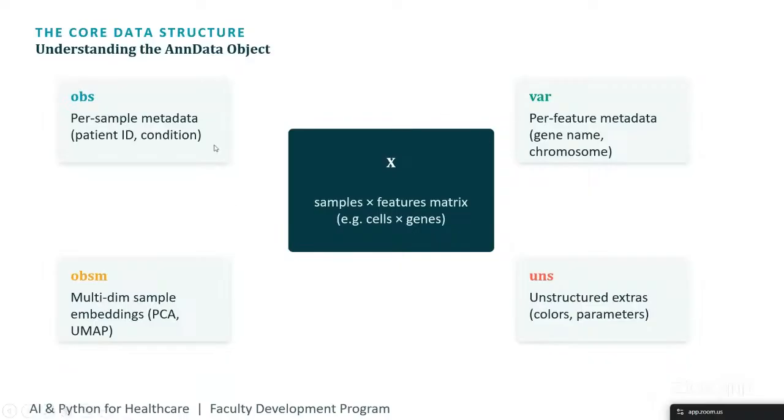Then we will be able to identify the things together. The core data structure can be understood using the annotated data object, like per sample metadata. We are having patient ID, conditions, and this is defined in terms of variables. Variables can be identified in terms of features like gene name, chromosome, and this is related to the genomic analysis. There can be combined genomes in terms of proteins, in terms of DNA, RNA.